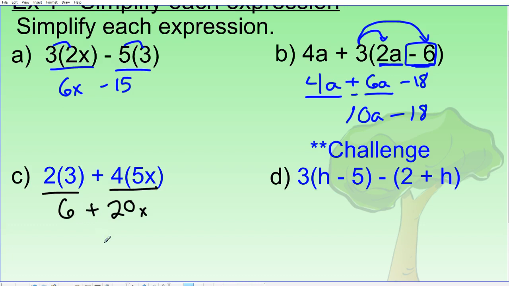Letter D. Now, here is the problem. A lot of students would start by distributing. You would just take this guy times here and times here. You get 3h minus 15, which is absolutely fine, and that is correct.